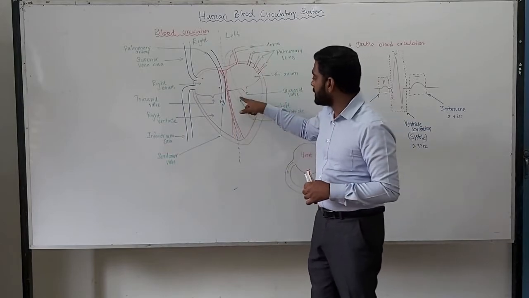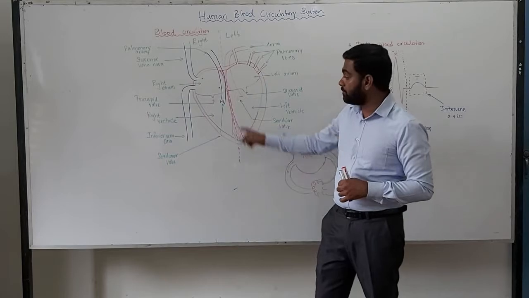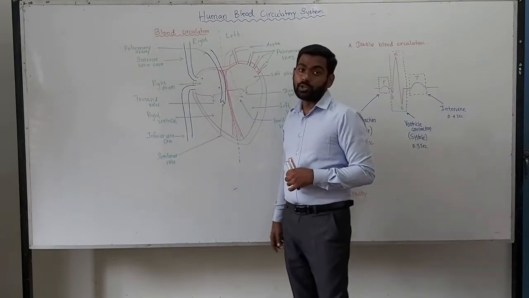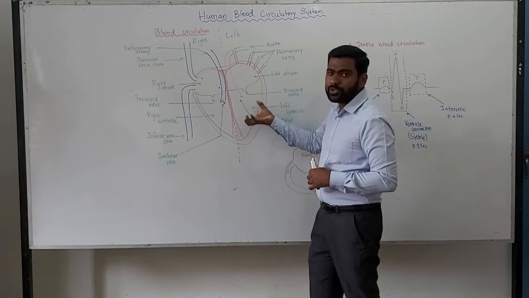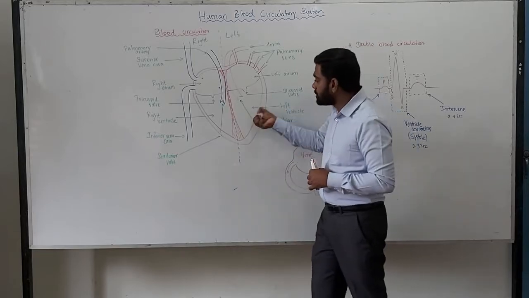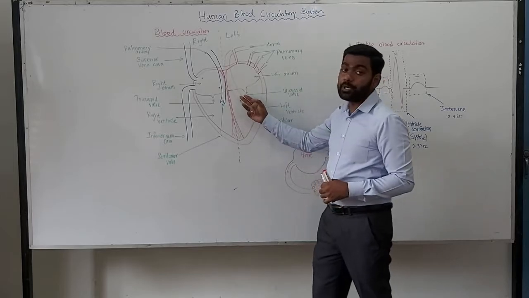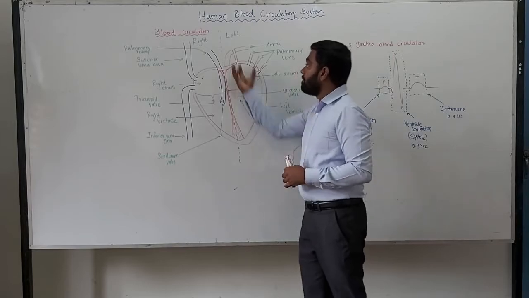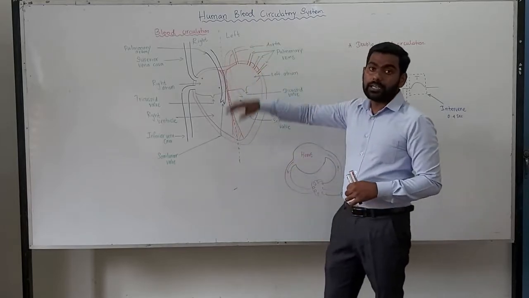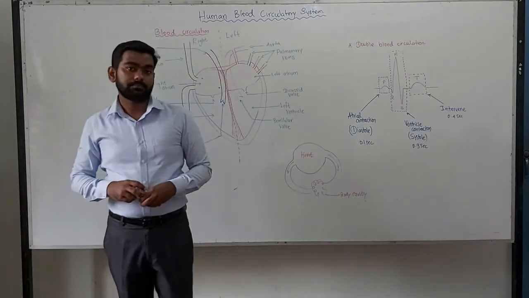Right, you can see here there is a valve at the beginning of the aorta, and that is called the semilunar valve, like the one you have seen in the pulmonary artery. And when the left ventricle contracts, it's a very powerful contraction. When it contracts, the bicuspid valve will be closed and the semilunar valve will open, and the oxygenated blood is pumped into the aorta, and the aorta distributes the oxygenated blood to the entire body.